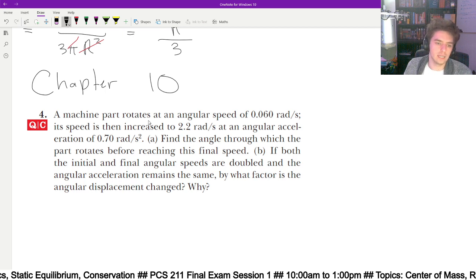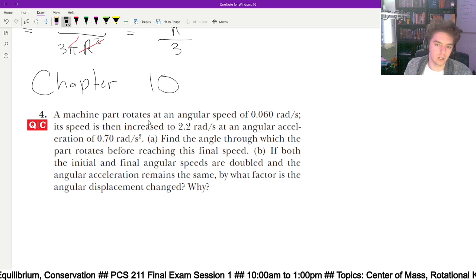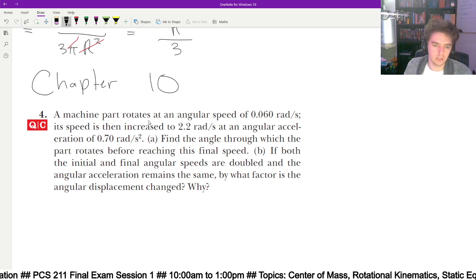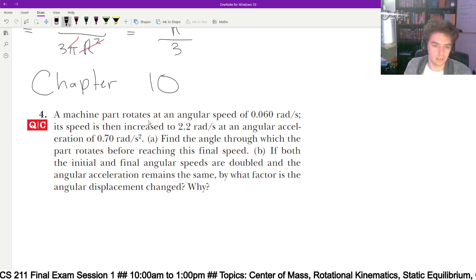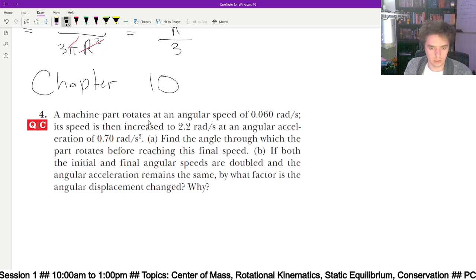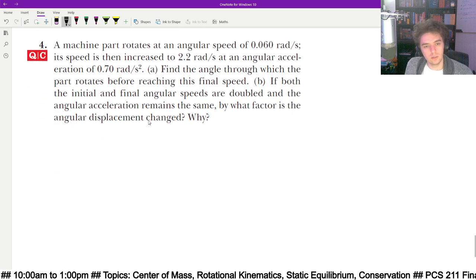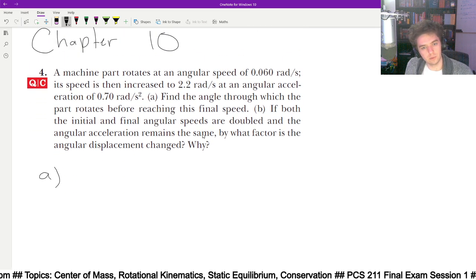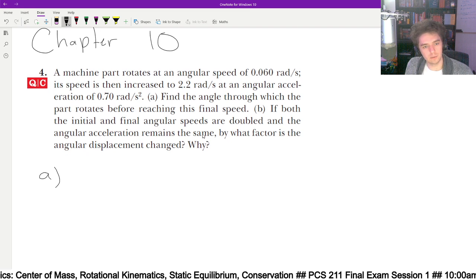If both the initial and final angular speeds are doubled, and angular acceleration remains the same, by what factor is the angular displacement changed? Okay, so let's start with part A. We're finding the angle through which the part rotates before reaching its final speed.